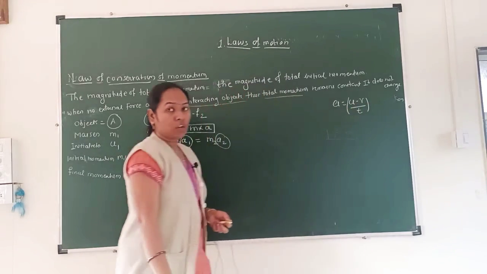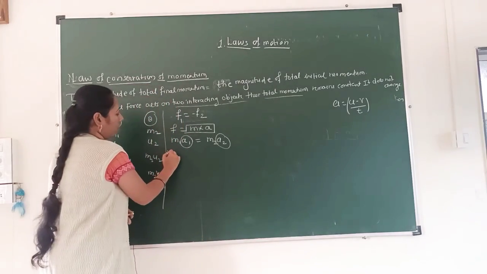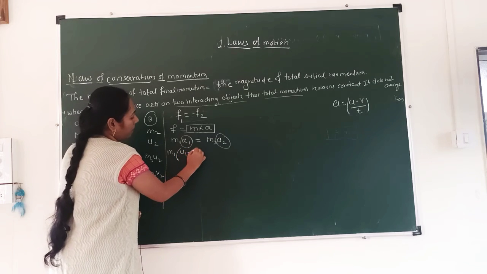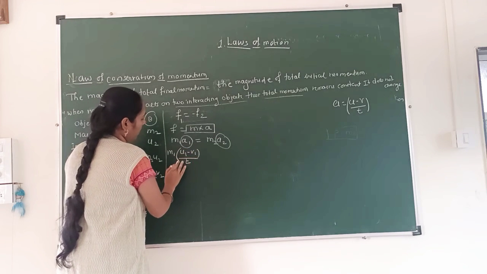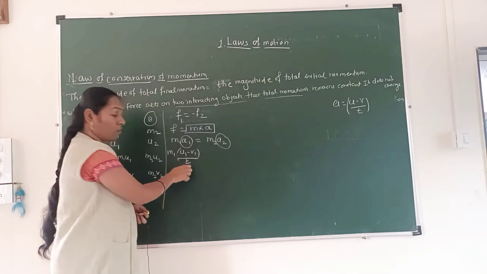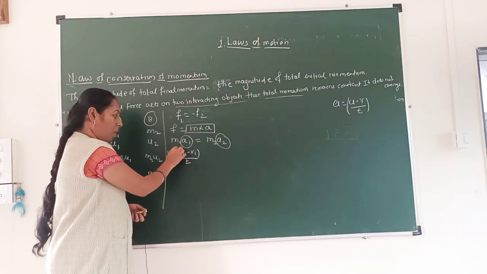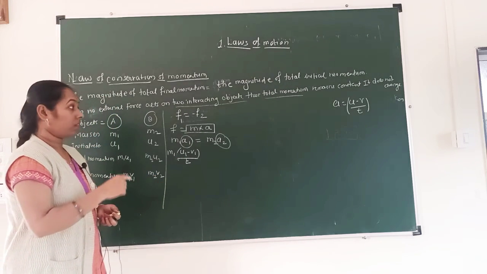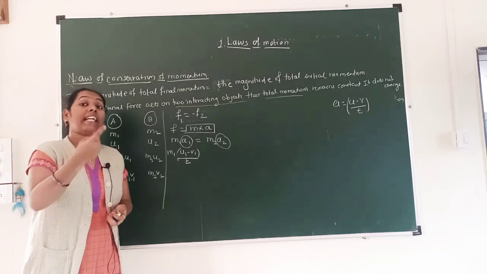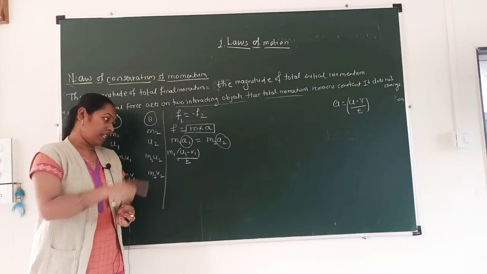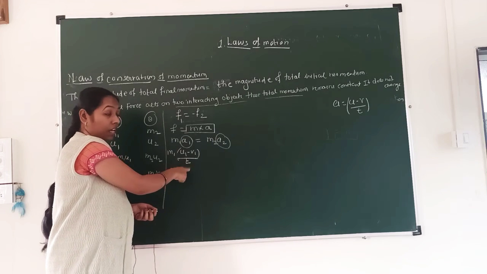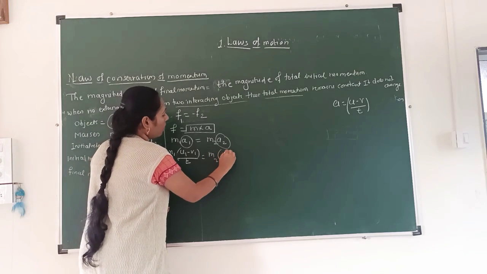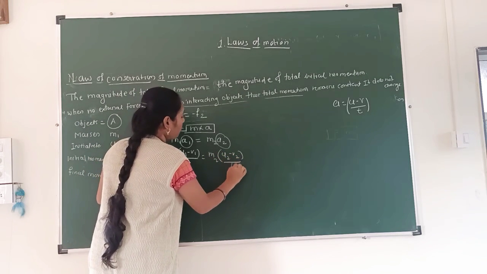By putting the value of a in this equation, I can write m1 into (u1 minus v1) upon t. Why do I write only t, and why not t1? Because the time required is the same. The objects interact with each other simultaneously. Therefore I write only t. Now m2 into (u2 minus v2) upon t.